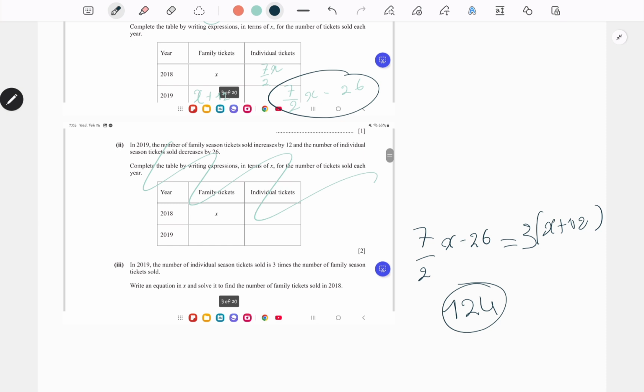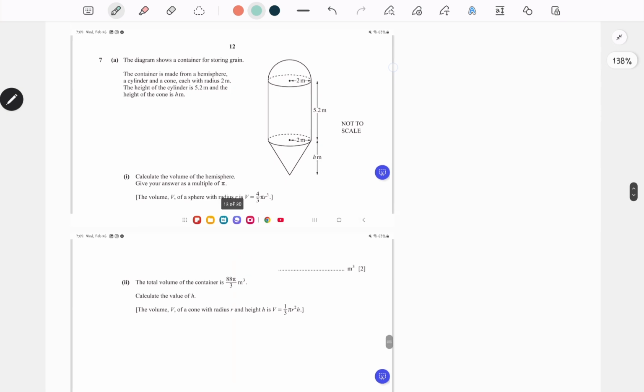Or another way to do it is to solve it. If you solve it, you are going to get 7 over 2x minus 26 equals 3 times x plus 12, which is 36 plus 3x, my apologies. Then you move this here, move this there. You get 7 over 2x minus 3x is equal to 36 plus 26. So then half x is equal to 62. So then you will get that x is 124. That's pretty much it.